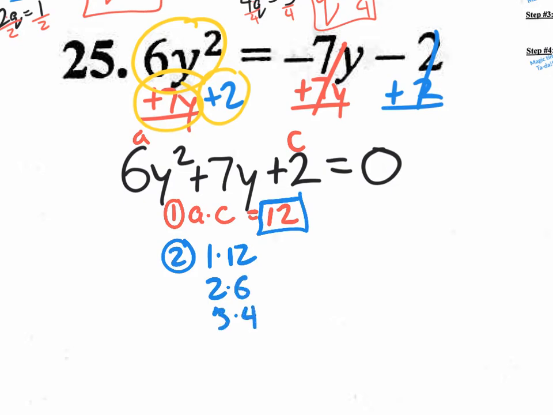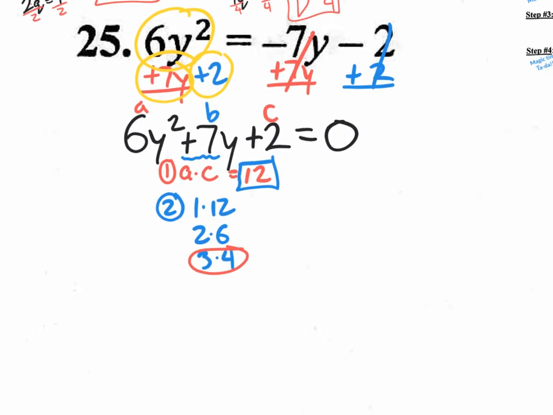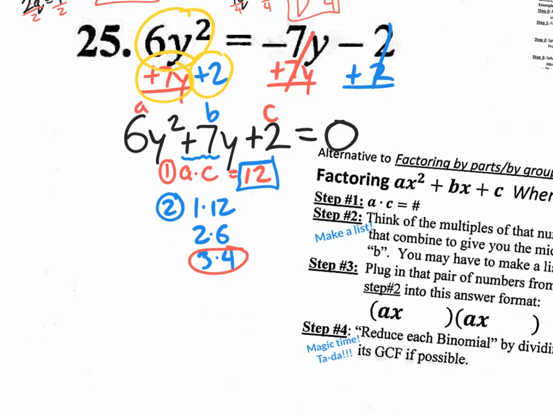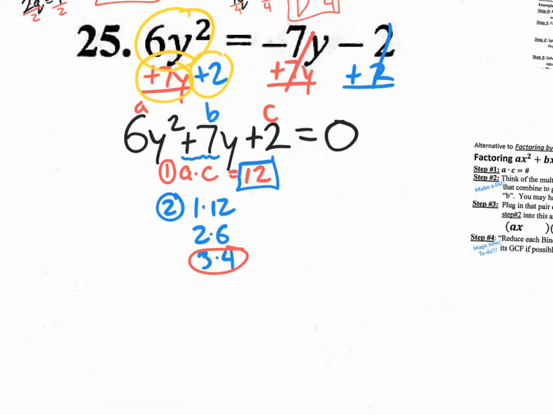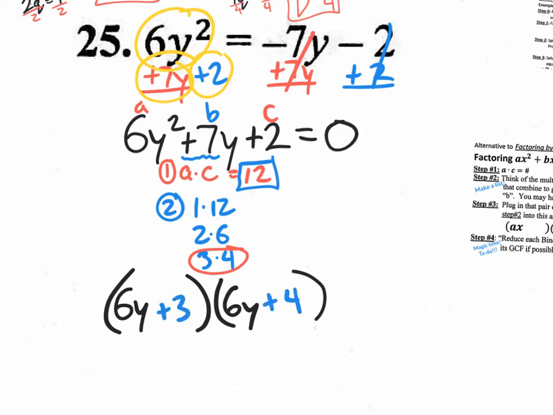Which of those pairs of numbers combines together to give us the middle value b, which in this case is 7? 3 and 4 gives us 7. You don't have to change any signs. So then we move on to step 3 on our magical steps, right? We're going to plug it into ax and ax. So let's write that, parenthesis. What is ax in this case? 6y. So you're going to put a 6y there and a 6y there. What do I do with the 3 and 4 from step 2? Plug it in. A 3 right there, a 4 right there.